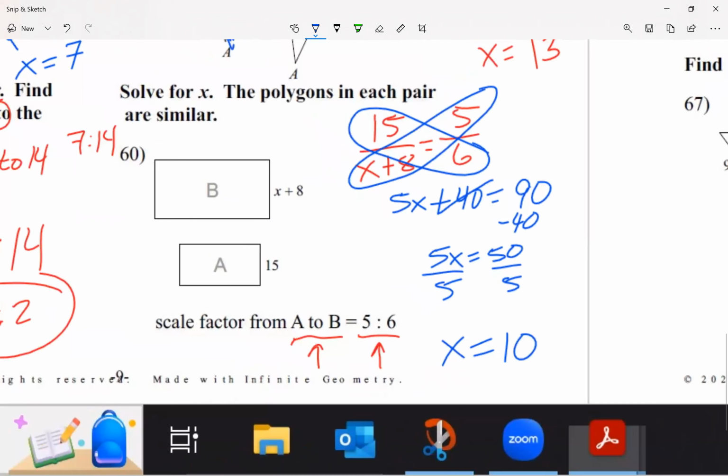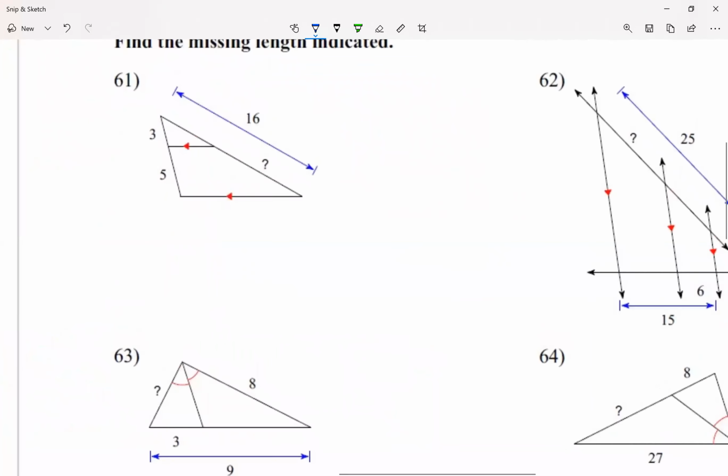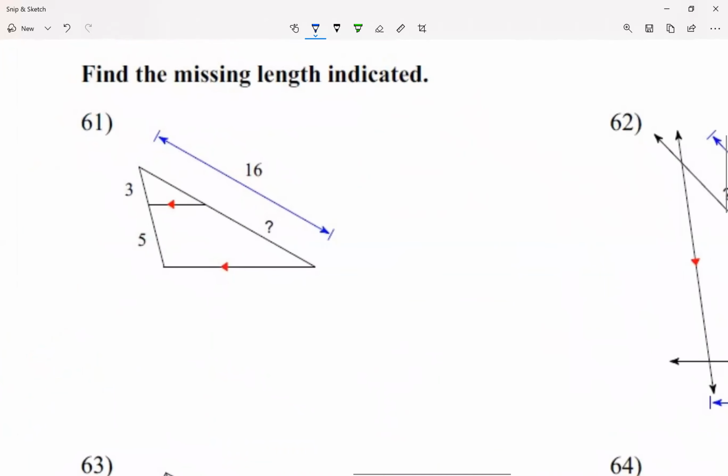Let's take a look at number 61. We have 8 more questions. So let's see, 61. When we have parallel lines, right? We started seeing those this week. When we have parallel lines, I'm going to see this as two different sides.